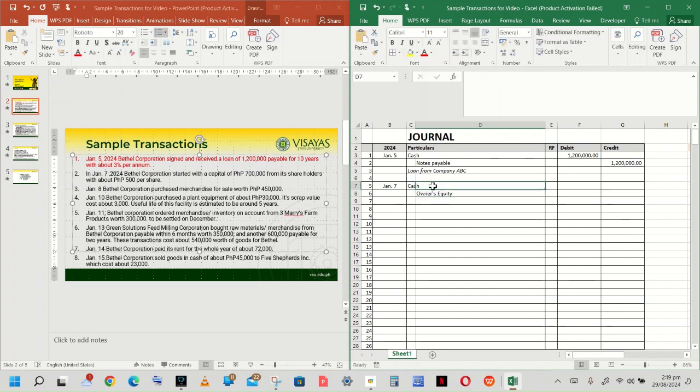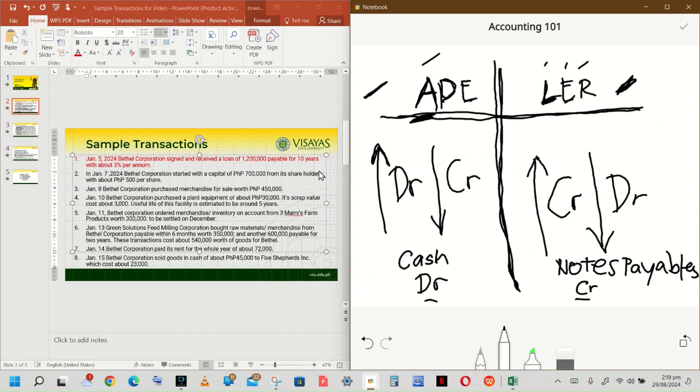So cash is debited to the cash account. This is about 700,000 pesos. And this will be credited to the owner's equity. Why? Of course, let's get back to our code. Cash is under the assets, and equity will be under this one. So there will be an increase in cash since we have received 700,000 pesos from its shareholders, and an increase in its equity. So we'll have to credit it on the journal.